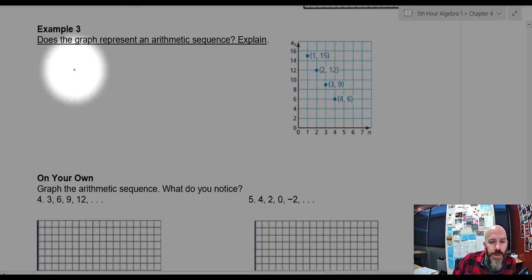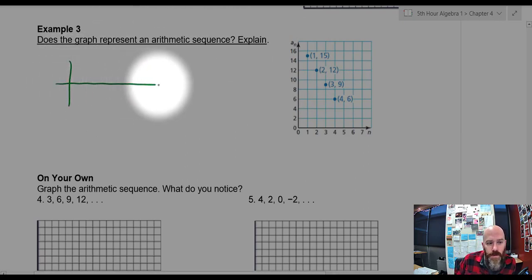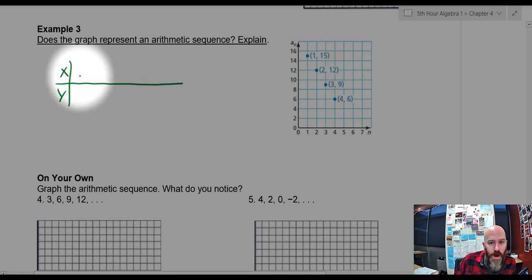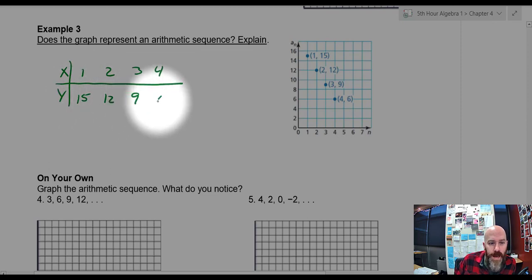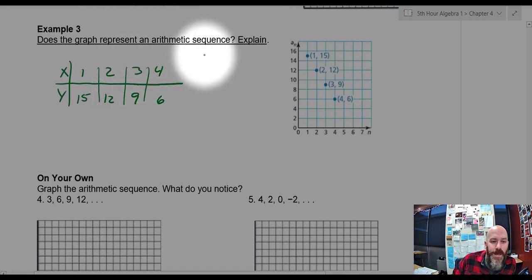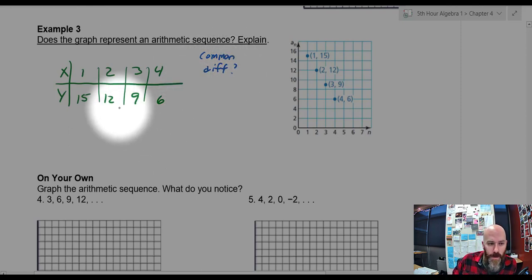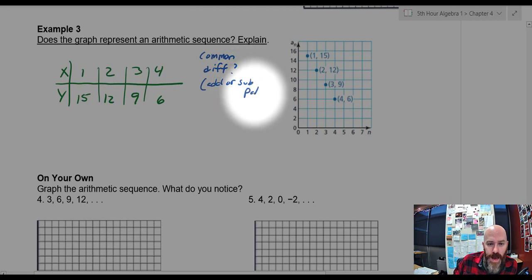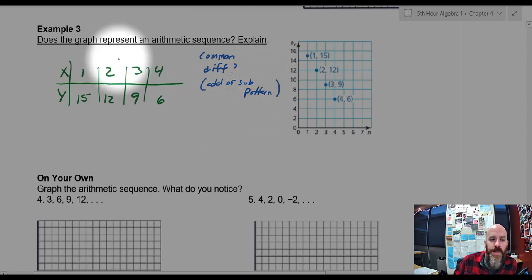But let's double check. We're going to make a little chart here, and I'm actually going to do a horizontal X and Y. 1, 2, 3, 4. I'm going to write these ordered pairs. 15, 12, 9, and 6. And I'm looking for that common difference. Okay, so do I have an adding or subtracting pattern? So that means I'm looking for an adding or subtracting pattern. If it has an adding or subtracting pattern, it's arithmetic.